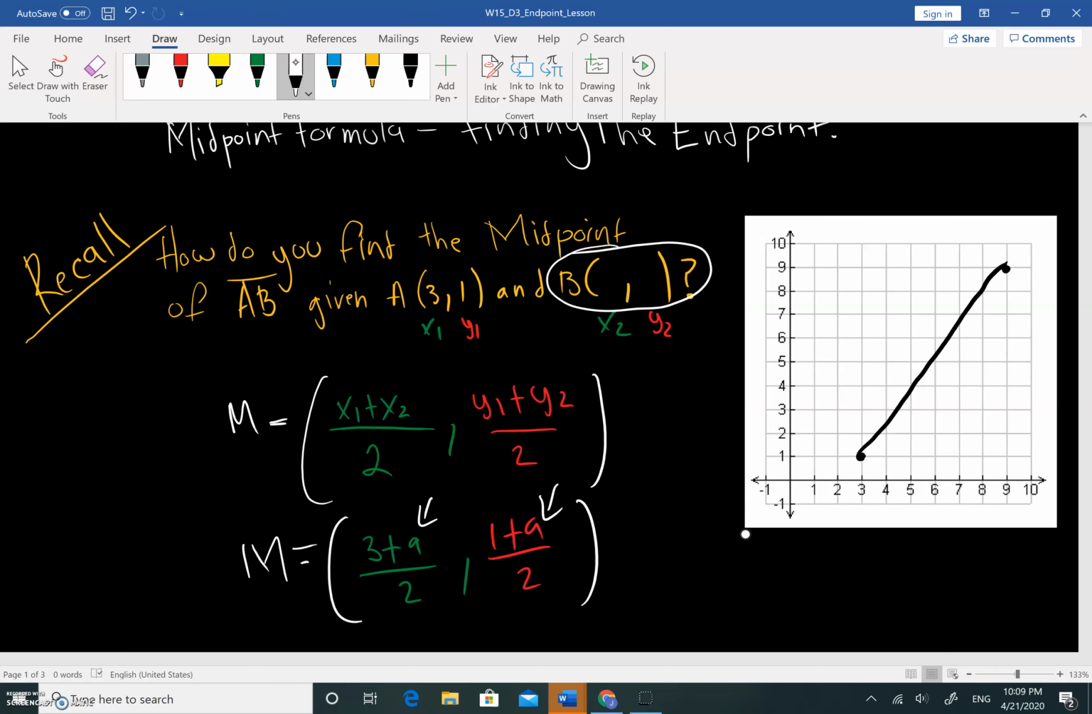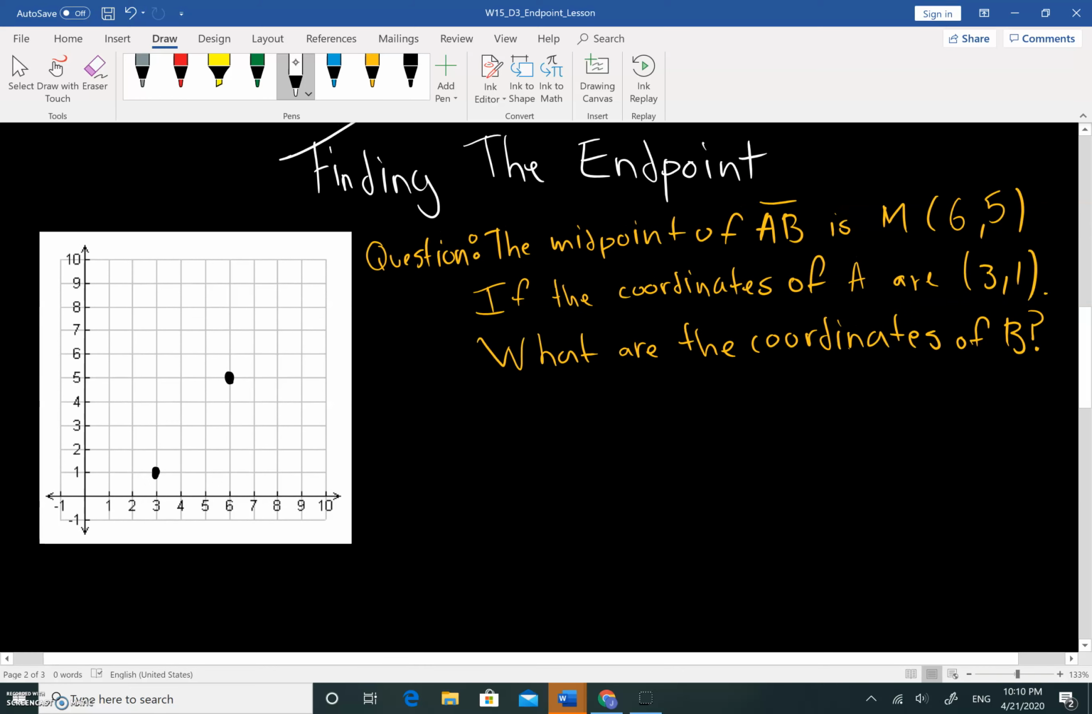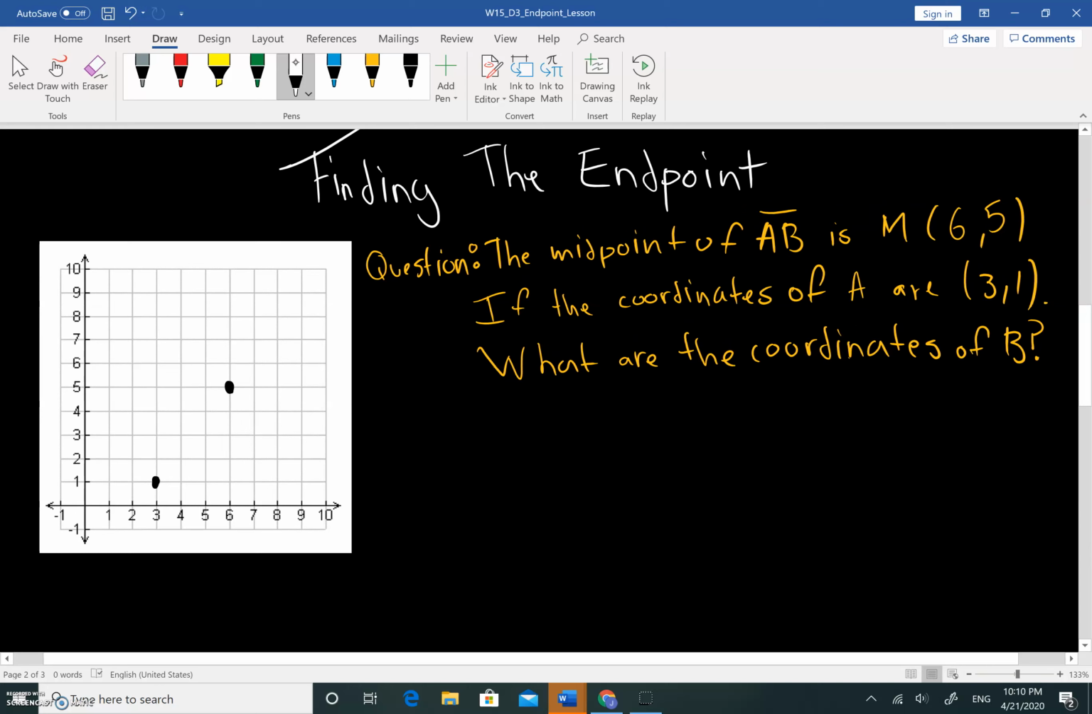So now let's go over the formal lesson. Let's look at the question. Finding the endpoint. The question is, the midpoint of AB is M (6, 5). So that is our midpoint, (6, 5) is going to be our M. So to connect, we have another segment somewhere around here such that this is the midpoint. So this is M, then this would be A, and basically what they're asking us to find is B.